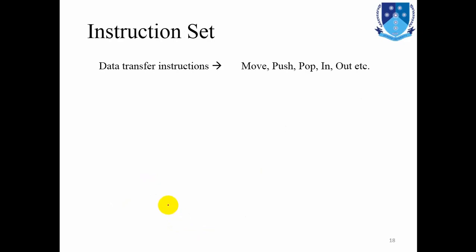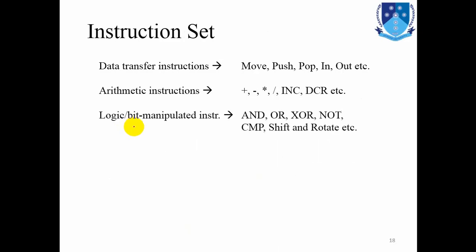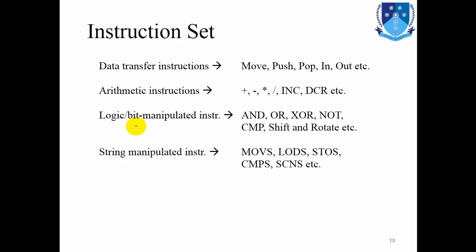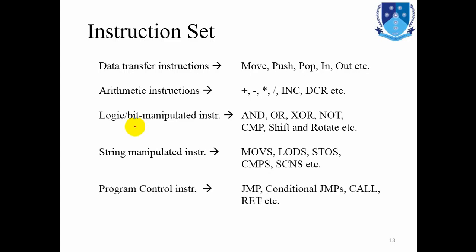Now the instruction set. If you remember, the 8086 microprocessor has more than 100 instructions, while the variation of these instructions exceeds even the number of 20,000. So for simplicity, all these instructions are classified in various groups. There were 6 groups.